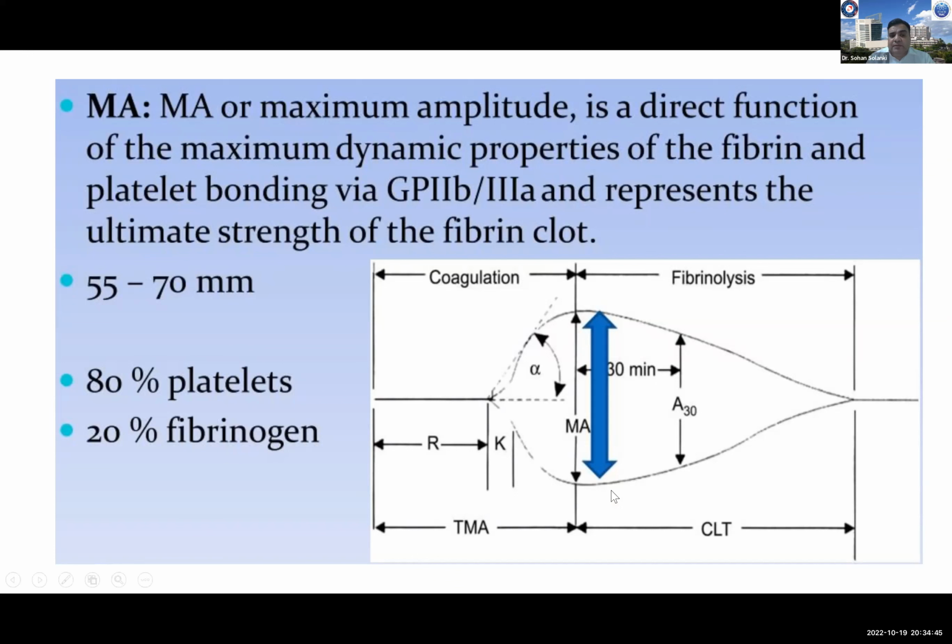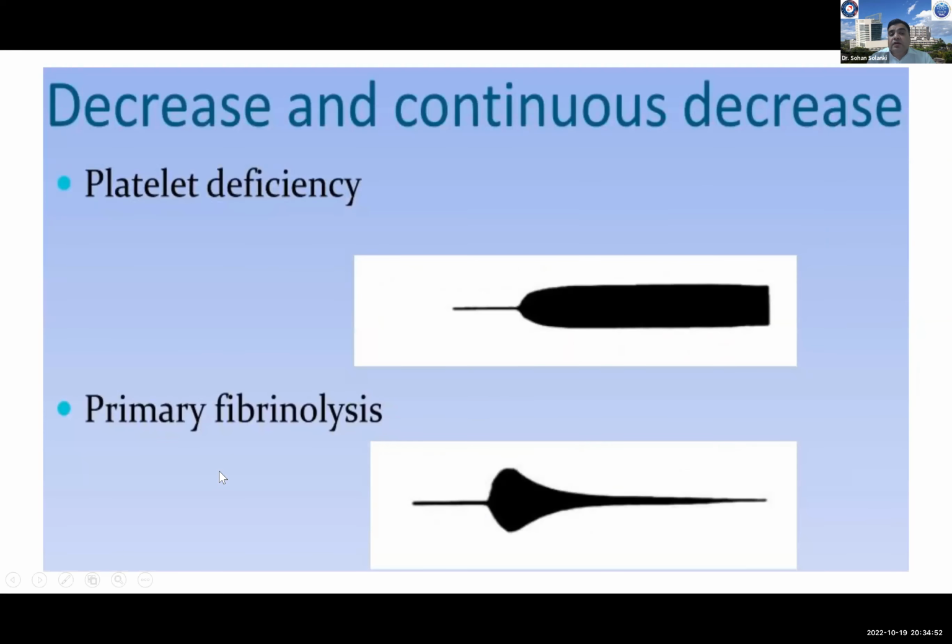The MA is mainly determined by the platelets, and maybe 20% by fibrinogen. So if the MA is decreased, it means there is some deficiency of the platelets, or maybe the platelet functions are bad. Even if the platelet count is normal, maybe the functions are not good. And if the MA is continuously decreasing, then we can say the patient is having primary fibrinolysis.